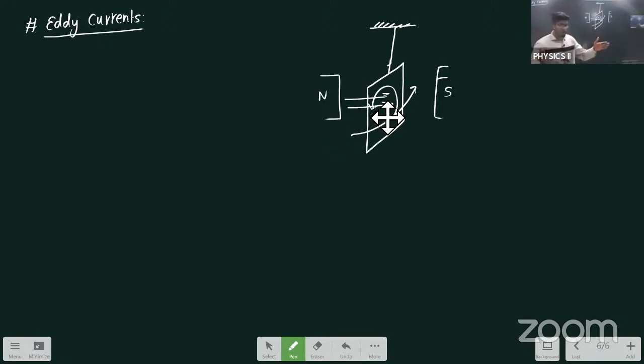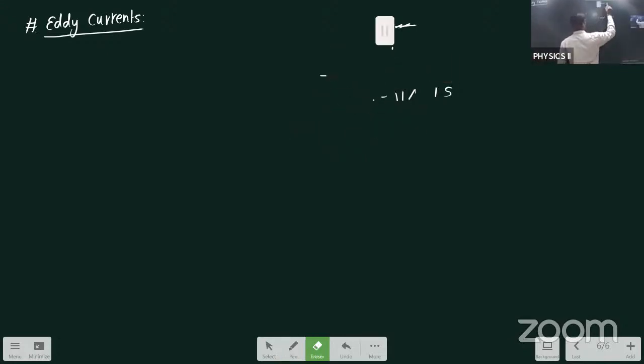Whenever I oscillate a metal plate through the two bar magnets, the magnetic flux is changing. Due to the change in magnetic flux, eddy currents are generated in this metal. I hope everyone understood the definition of eddy current. In your examination, they will ask for the uses of eddy current. You are supposed to write 4 uses, and that will be sufficient. What are those 4 uses?